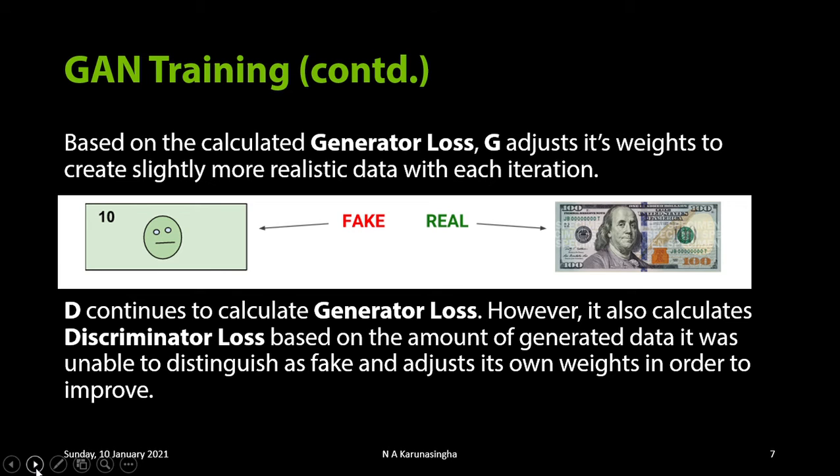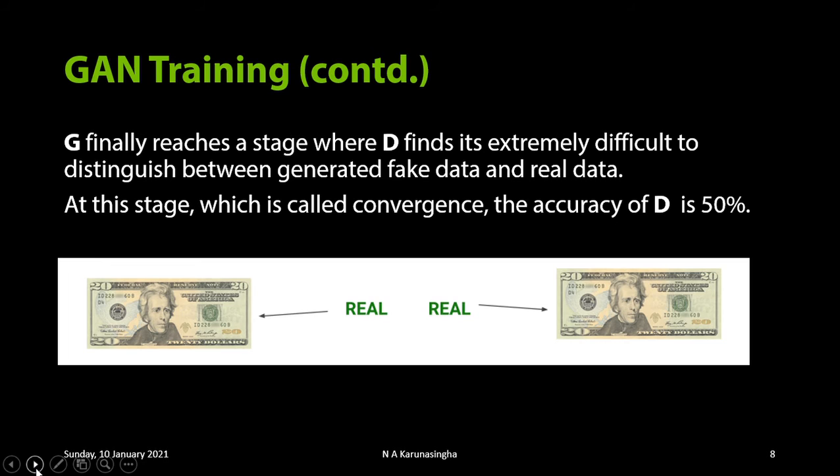So this process continues, and it comes to a point where the discriminator finds it extremely difficult to distinguish between real data as well as generated data. So the discriminator basically thinks that even the fake data created by the generator is real. And it comes to a stage called convergence, where the accuracy of the discriminator is 50%. Basically, it's a coin flip situation, where it's a 50-50 chance that the data that the discriminator got is either real world data or fake data.